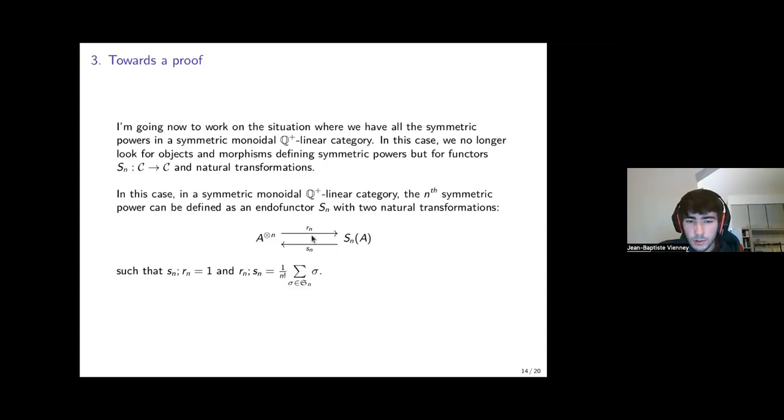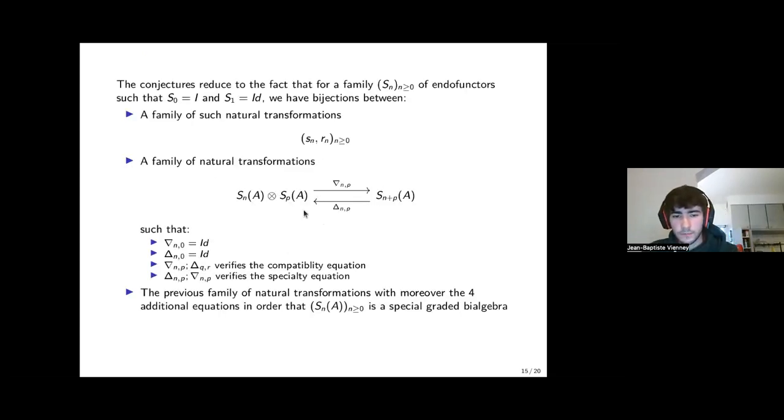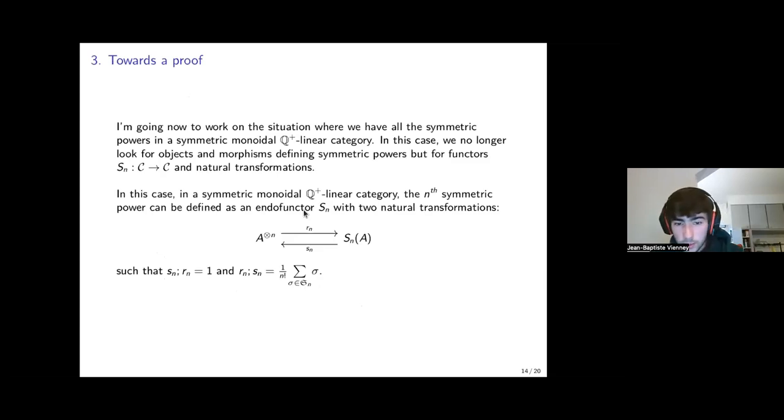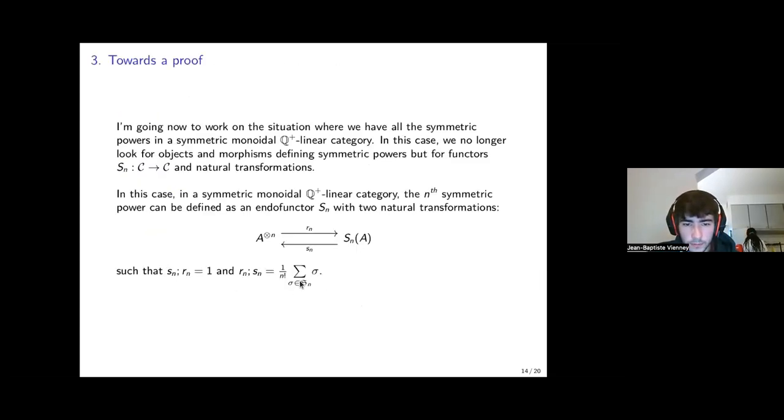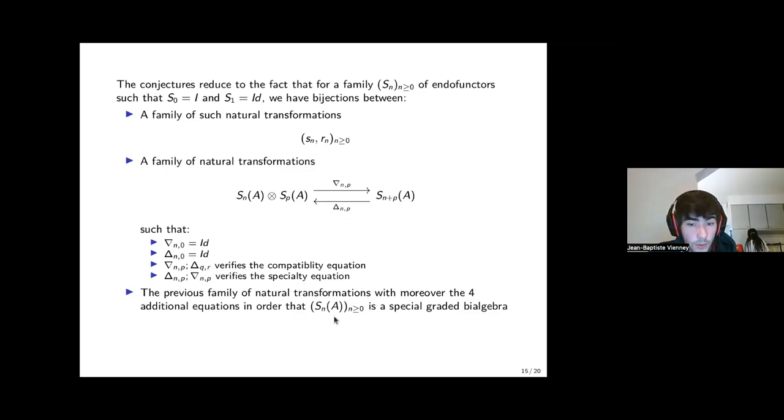So in this definition, we require two natural transformations Rn and Sn, but we can build other types of natural transformations using them. For instance, you can build this type of multiplication and co-multiplication by using Rn and Sn in the most simple way. So I conjecture that there is a bijection between this first family of natural transformations and this second one with multiplication and co-multiplication, such that when p equals 0, we obtain the identity, and we have these two equations verified.